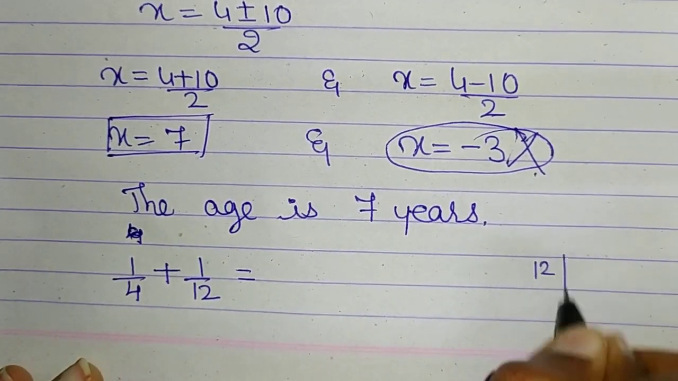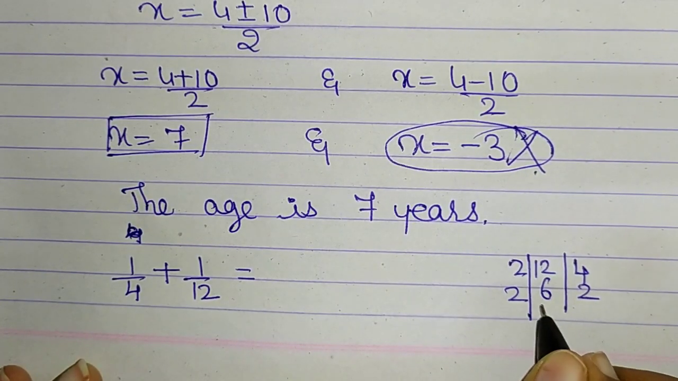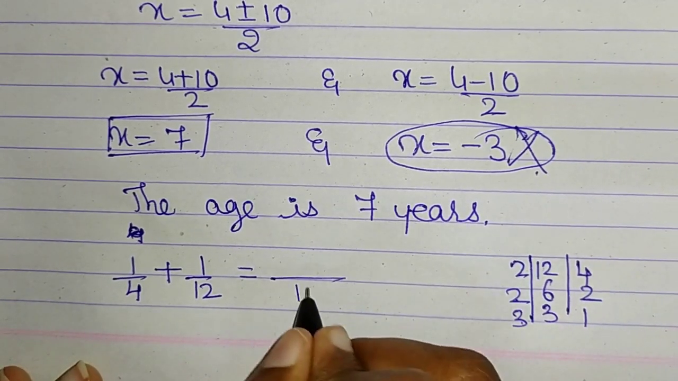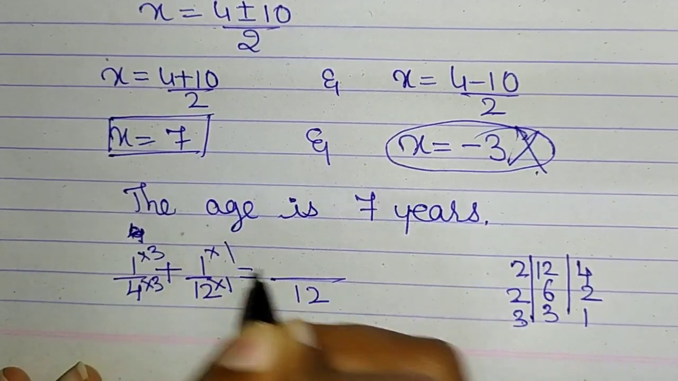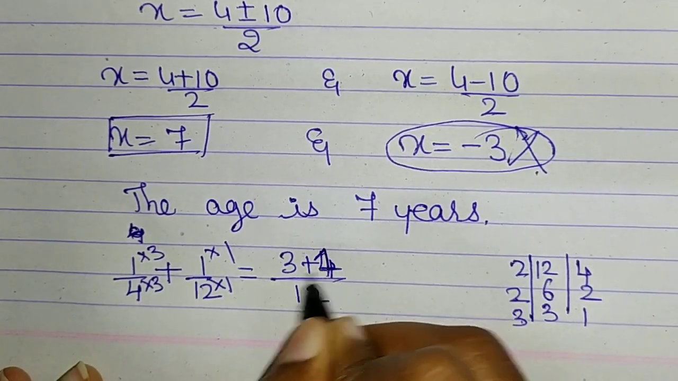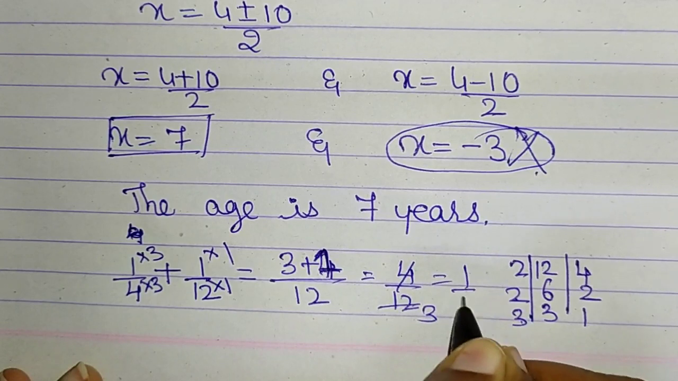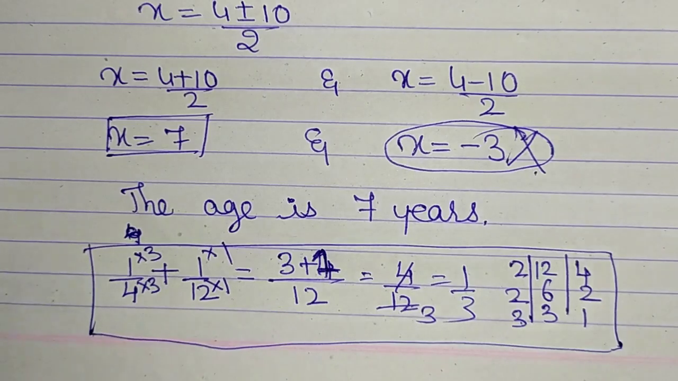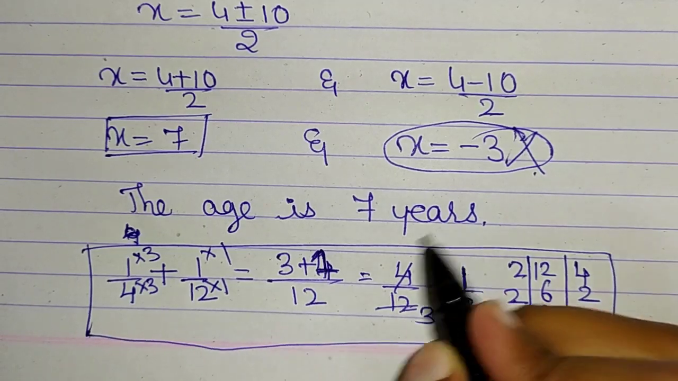Now taking the LCM of 12 and 4, the LCM is 12. 4 3s are 12, and 12 1s are 12. So multiplying the same thing with the numerator, 3 into 1 is 3 plus 1 into 1 is 1. So it is 4 by 12, which simplifies to 1 by 3. So the sum of the reciprocals of his ages 3 years ago and 5 years from now equals 1 by 3. So our solution is correct.